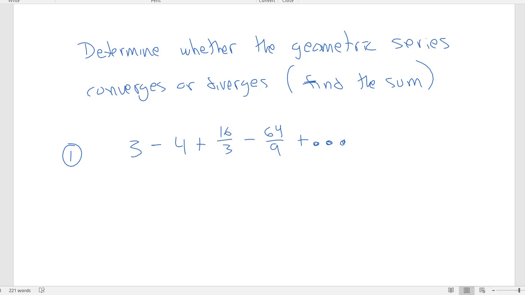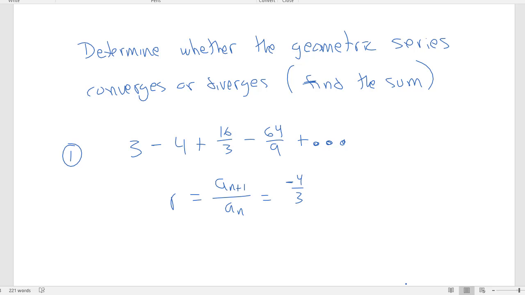Now, when I look at this example, I've been told that it's geometric, so I'm looking for that pattern. And like I mentioned earlier, what I like to think of is, what do I multiply 3 by to get the next term? And then what do I multiply negative 4 by to get the next term? And what do I multiply 16 thirds by to get the next term? That's not always obvious, so we could think of that definition that the common ratio comes from dividing two adjacent terms. So if I take the term of negative 4 and divide it by the prior term, that actually gives me my common ratio.